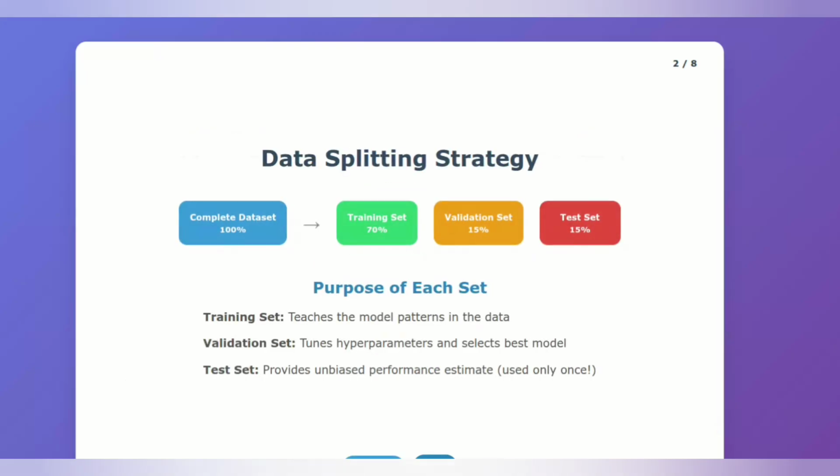First, let's emphasize why we need separate datasets. We typically split our data into a training set to teach the model, a validation set to tune hyperparameters and select the best model during development, and a test set, a completely unseen dataset used only once at the very end to give an unbiased estimate of the model's performance in the real world.